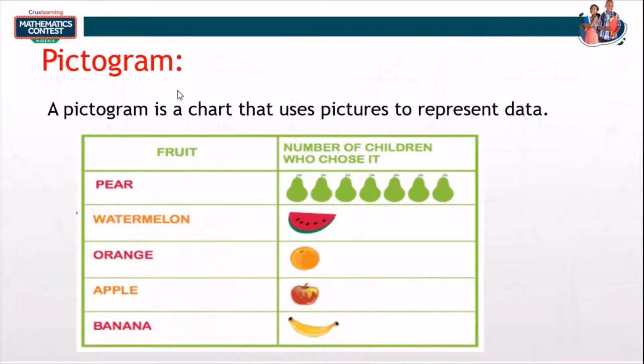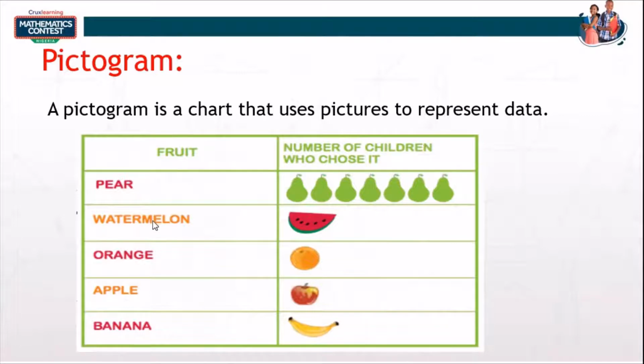So this is using a pictogram. You may not necessarily put it in a table, you can just have it outside the table, but let it be well represented, not in another space. That's why I have it in a table, so that they will be well represented. So for the number of children for the pear, we have 7 of them. 1, 2, 3, 4, 5, 6, 7. So 7 children chose pear.